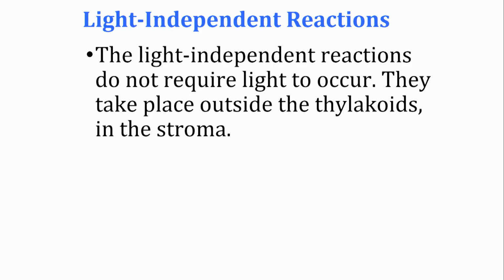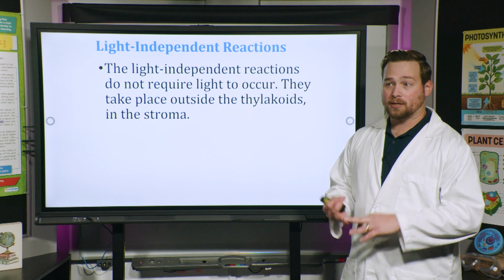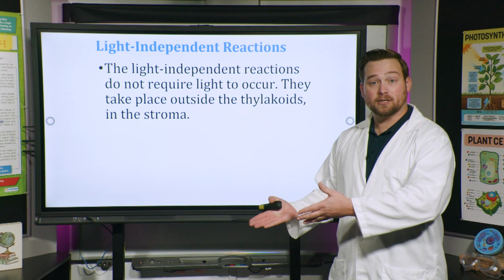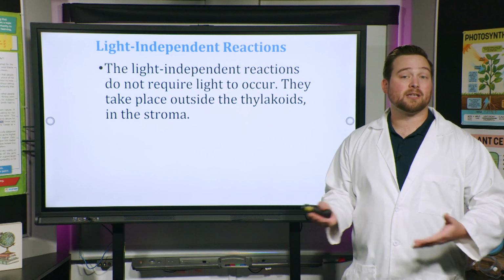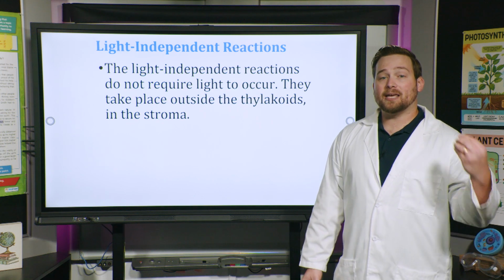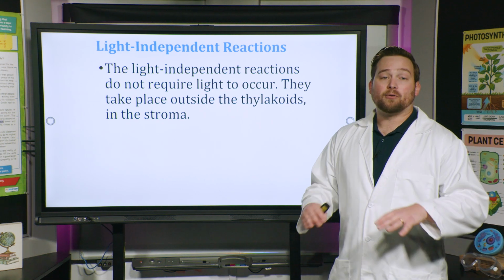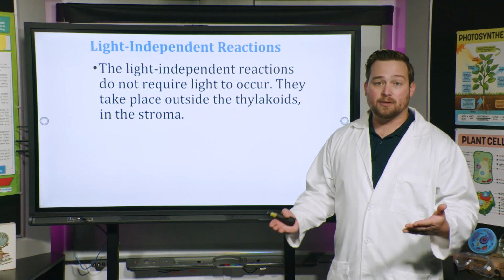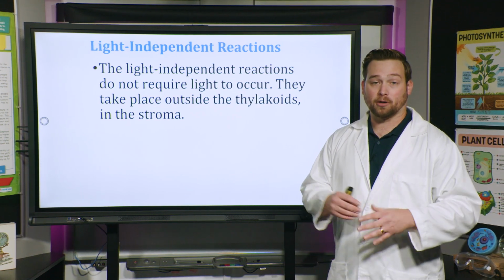So the light-independent reactions, this is the next part. What we were just looking at was light-dependent. This is light-independent, and it has a couple different names: Calvin cycle, dark reactions. They're all talking about the same thing. This can happen in sunlight or in the darkness. It doesn't need sunlight, so it's light-independent. It can happen with or without it. These reactions do not require light to occur. They take place outside of the thylakoids in the stroma, that liquid part of the chloroplast.